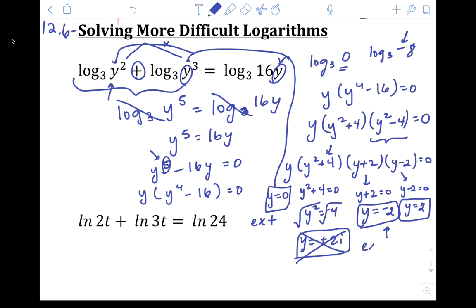So that one is also extraneous. We plug in the 2, and the 2 finally works. So we do have a winner with the positive 2. Let's check it really quick.